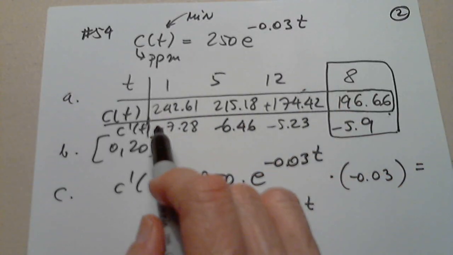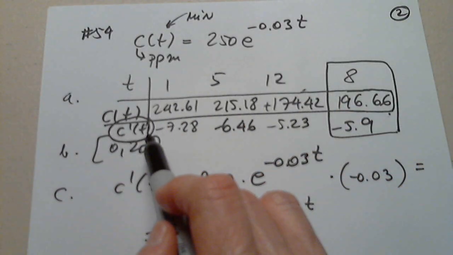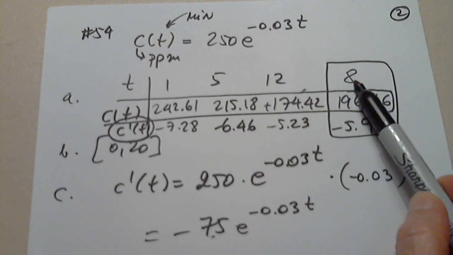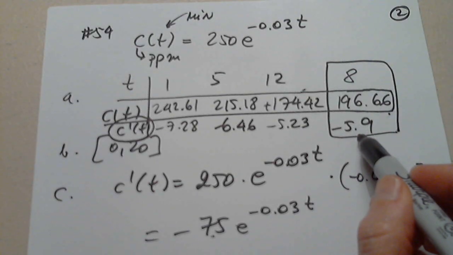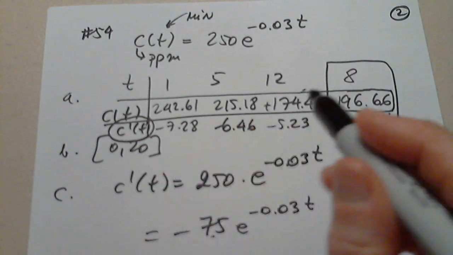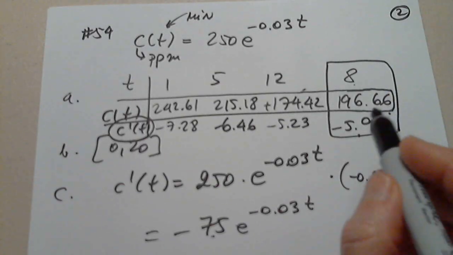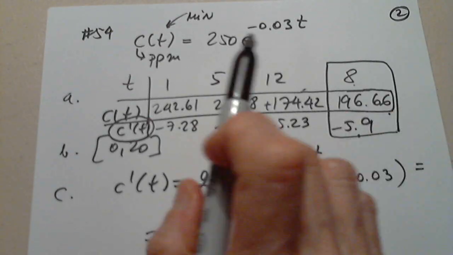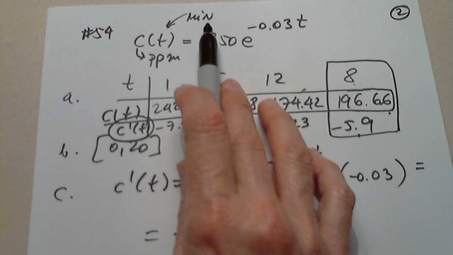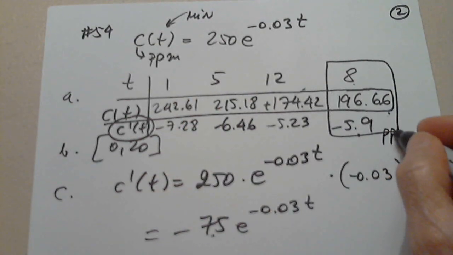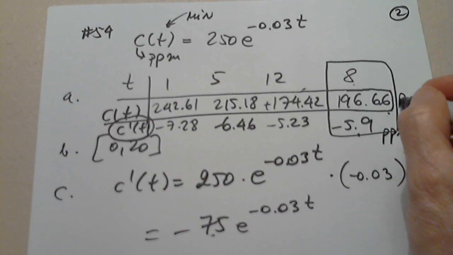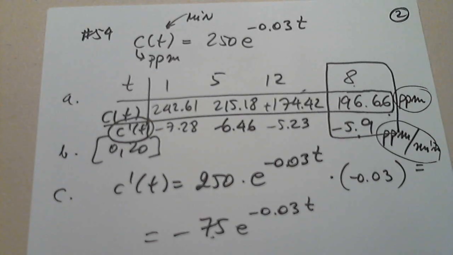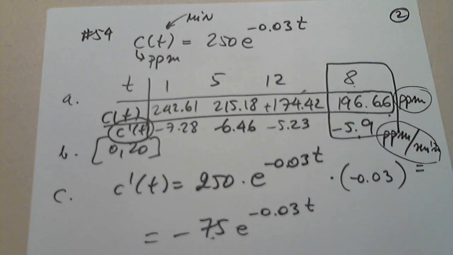Now, how fast and in which direction is the concentration changing in the bloodstream 8 minutes after we take the medication? It's decreasing. The concentration 8 minutes after we take the medication is decreasing at the rate of 5.9 parts per million per minute. So this is ppm per minute, and this one is only ppm. The measurement unit is crucial. Please understand that. Absolutely crucial.